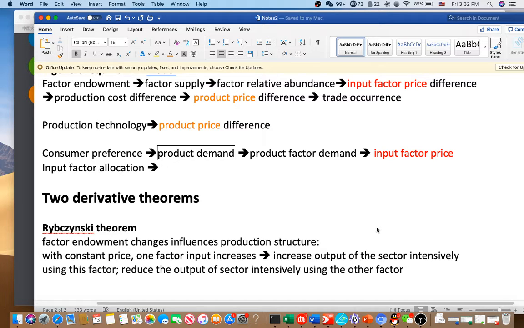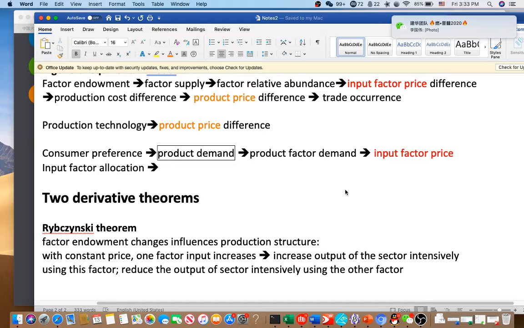It differs the factor stock from the factor supply because the endowment is not the same as what is supplied in the production economy, and it tries to explain the difference between the relative price of trading products. This conclusion can be derived mathematically. There are also two derivative theorems.